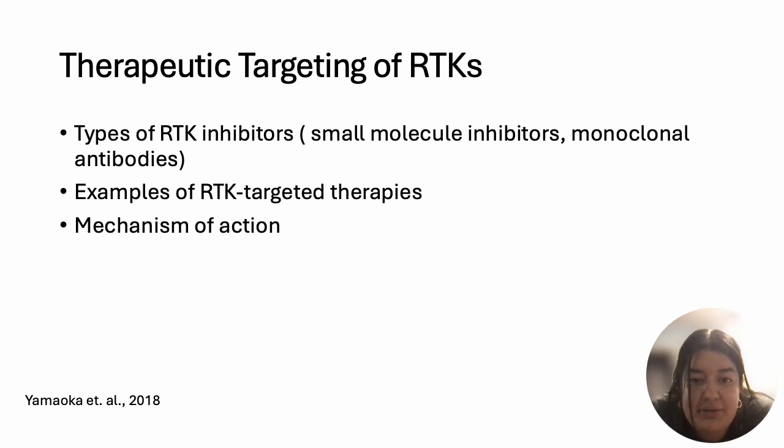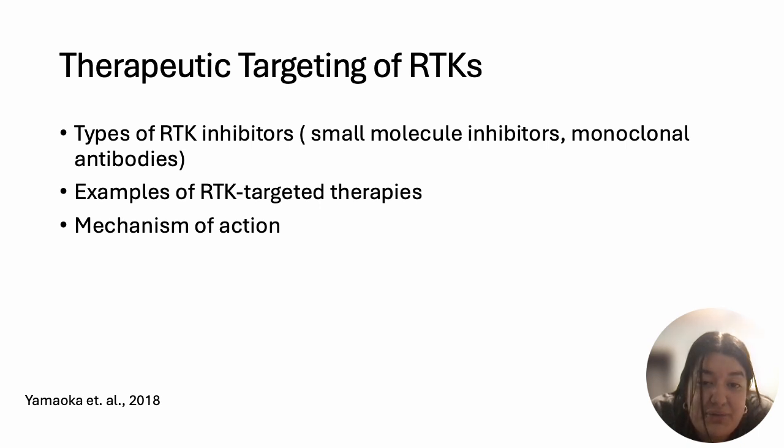The other one is gefitinib, also known as Iressa. This is a small molecule inhibitor that targets the EGFR tyrosine kinase. This one blocks the receptor's activity and the downstream signaling pathway, making it useful in non-small cell lung cancer with EGFR mutations. Lastly, for this slide, I want to go over the mechanism of action.